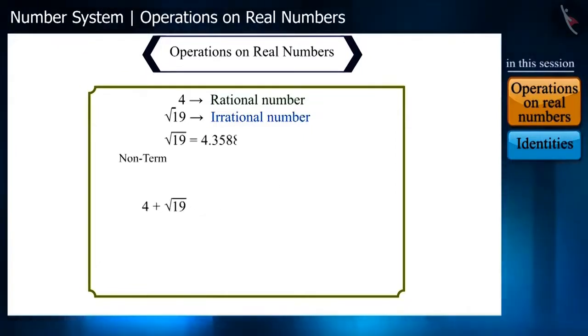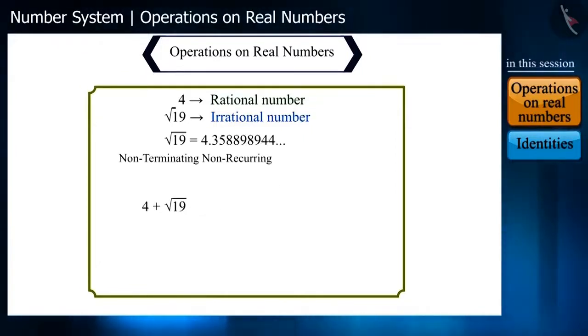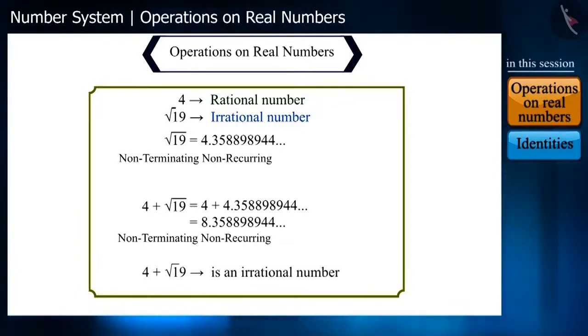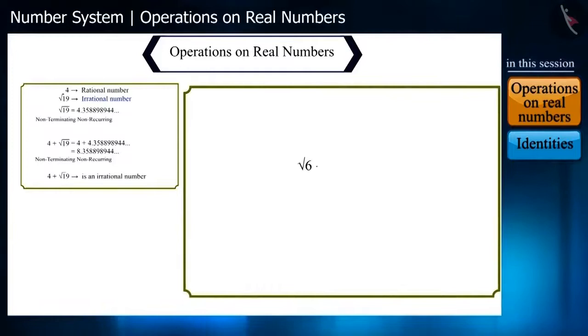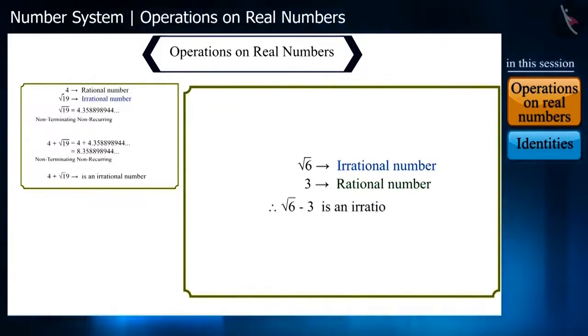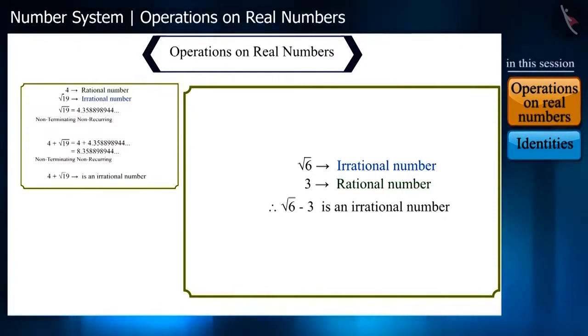The decimal form of root 19 is non-terminating, non-recurring. Therefore, the decimal form of 4 plus root 19 will also be non-terminating, non-recurring. That means this is an irrational number. Friends, let's try it for subtraction. Root 6 minus 3 will be irrational number since root 6 is an irrational number.